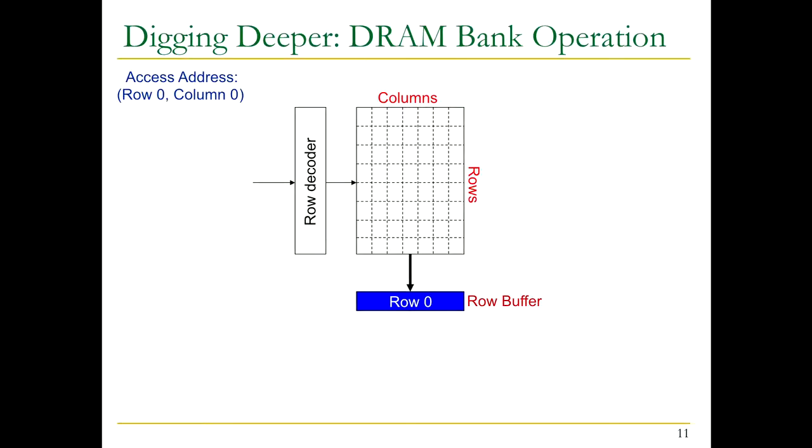Then the next thing the memory controller needs to do is send the column address to the row buffer. Basically, it sends a column address 0, and it sends a command saying, I want column address 0 from this row buffer. And what internally happens is you have a column mux over here.